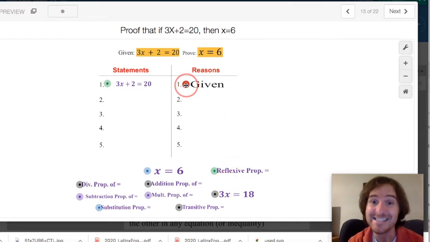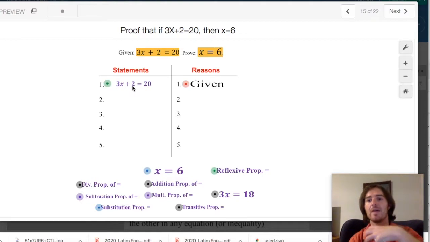Okay, so the reason on the right side here, the reason why I know that 3x plus 2 equals 20 is, well, that just didn't magically happen. I don't know that through magic. I know that because the problem gave that to us. This is our given problem, okay? So first step on these two-column proofs, listen to me real carefully. First step on maybe 70% of the proofs you'll do this year, the first reason you're going to see is given, because you're just going to copy down the given that's written there, okay?